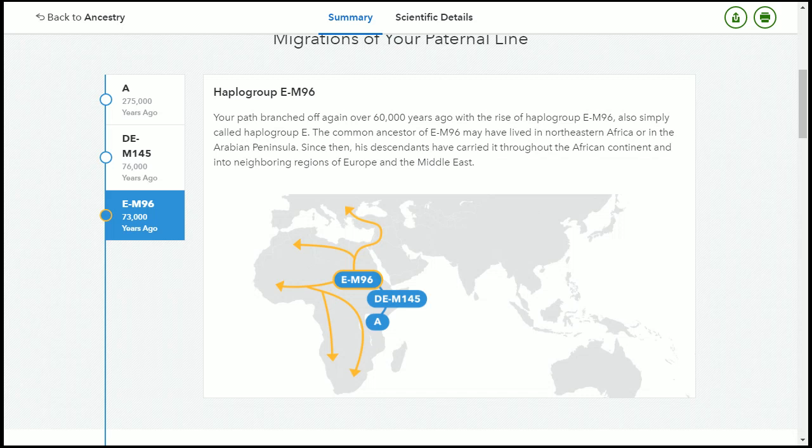So here you've got EM96. 60,000 years ago gave rise to EM96. You simply call it E. The common ancestor of EM96 is living in northeastern Africa, like I was just saying, or in the Arabian Peninsula. So on Family Tree, my father's ancestry goes to mostly Europe, very few African countries. I had Liberia and Yemen. Everything else is Russia, Albania, places like that. And you'll see that on the bottom.